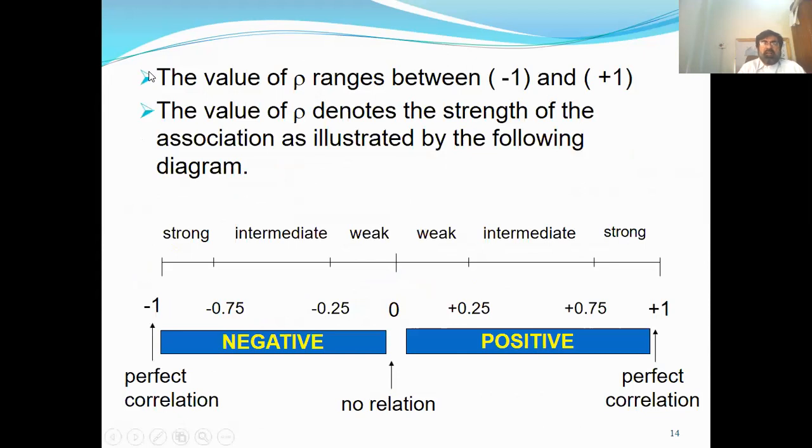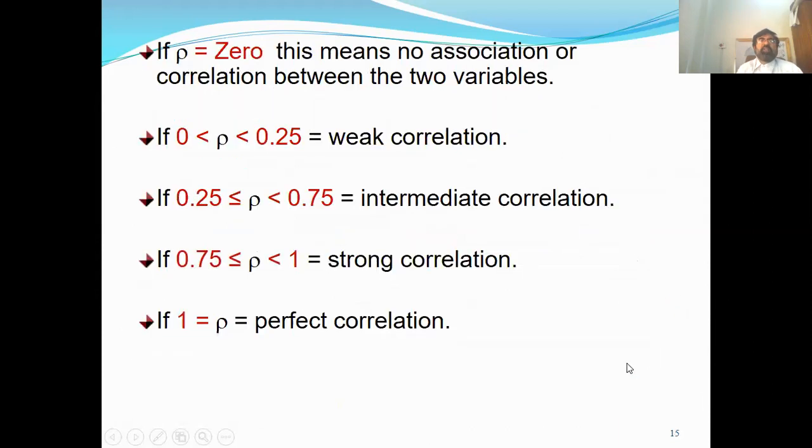You can see on this slide, the value of rho ranges between -1 and +1. The value of rho denotes the strength of the association as illustrated by the following diagram. If it is closer to 0, up to 0.25, there is a weak relationship on both sides. If it is in minus or in plus, on both sides, it shows a weak correlation. If it is between 0.25 and 0.75, it shows an intermediate relationship. If it is closer to 1, a strong relationship. And if it is equal to +1 or -1, this shows a perfect correlation between the two variables.